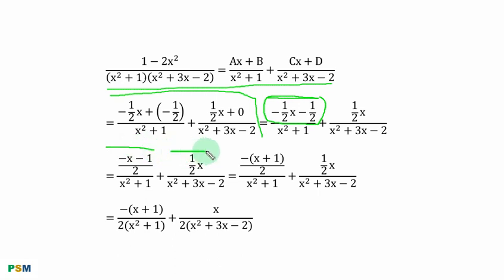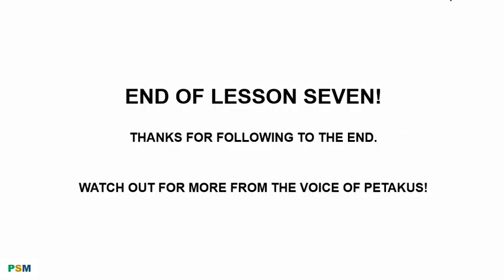This is the second term. You come here and factor out the negative sign. You have this result and the second term. If you divide, you have this final result as the required partial fractions. End of lesson 7.